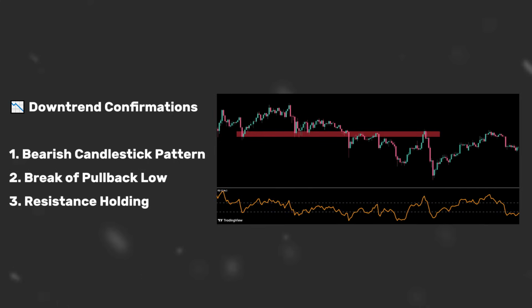3. Check if the pullback happens near a resistance level. Resistance can stop the price from going higher and helps end the pullback. When these conditions happen together with an RSI signal, your trade setup becomes much safer and more reliable.